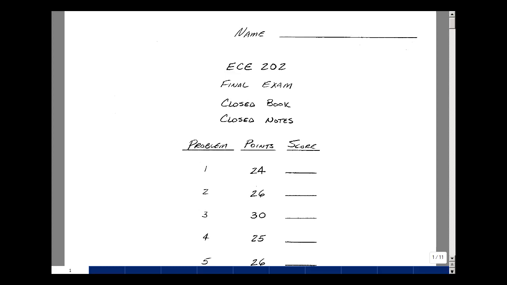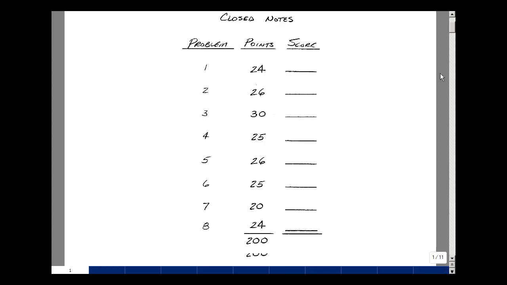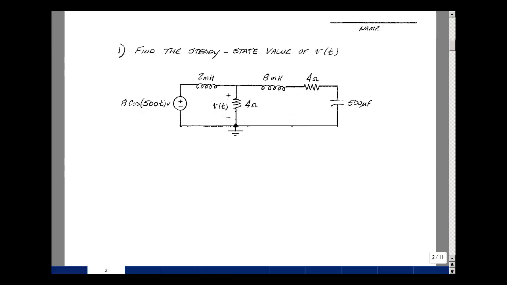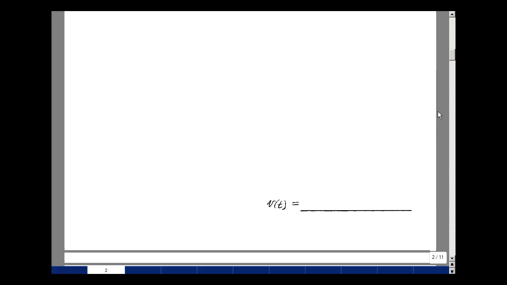This exam has 8 questions. Let's go over the individual questions and you'll have 2 hours to do the exam. For problem number 1, given this RLC circuit with an input that's 8 times the cosine of 500t, can you find the voltage V of t in steady state?